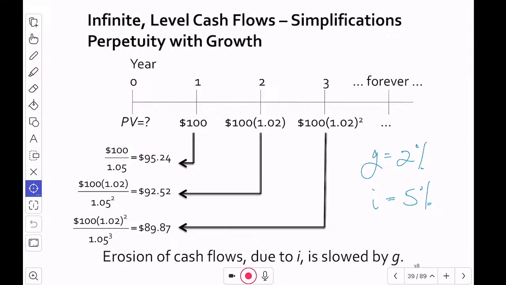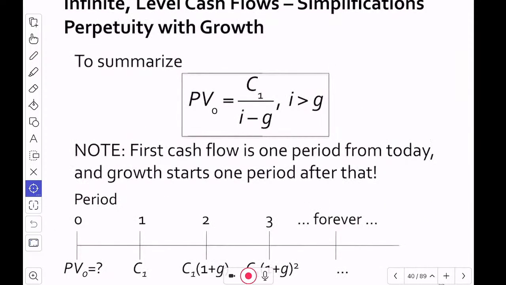Okay, so Misael asked a good question. Let me finish this and then we're going to talk about that, okay? So modifying the formula. You need to realize we have an extra rate here, and now how do we work that in? This is the way we're going to work it in. We're going to say that the effect of growth dampens the erosion caused by time value of money, that $1 today is worth less in the future.